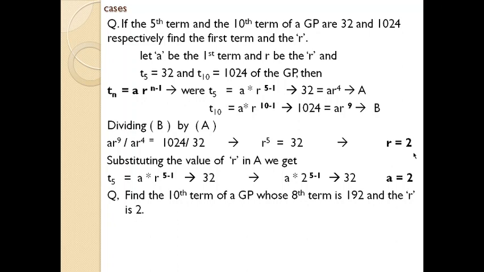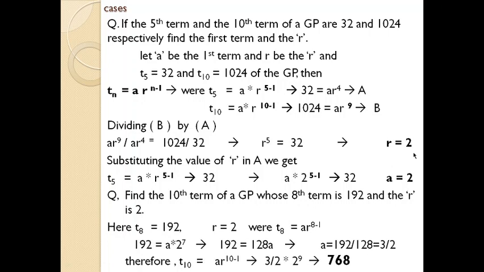Next one. Find the 10th term of a geometric progression whose 8th term is 192 and r is 2. Let's extract the known values. Here t8 is 192 and r equal to 2, where t8 equal to a r^(8 minus 1).